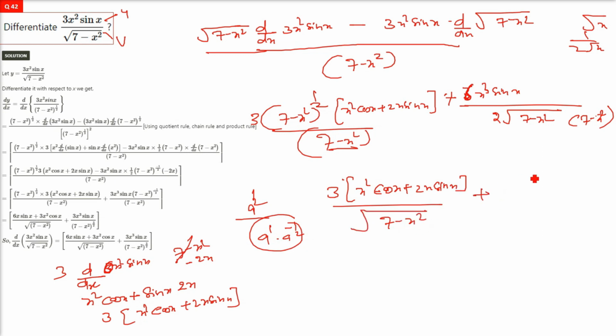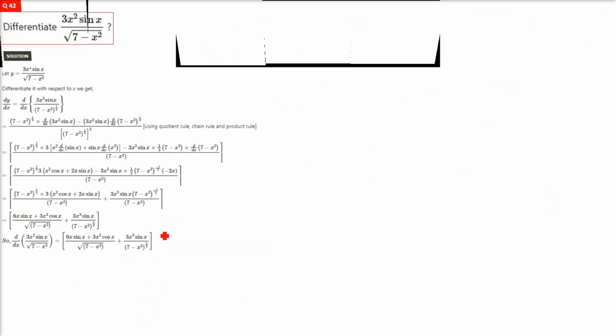This is going to be like this. Plus, now 2 gets cancelled. 2 is 6. So I'll write just 3 here. And this 7 minus x square to the power 1 and 7 minus x square to the power half, so 1 and half gets added. It's going to be 3 by 2. So 7 minus x square to the power 3 by 2. Okay. So this is your final answer. You can match it also if you are doing it by yourself.